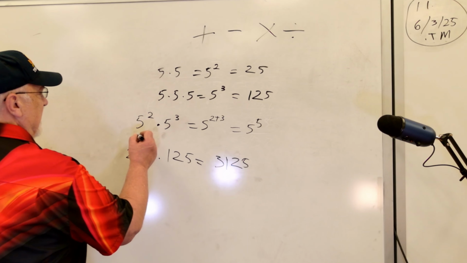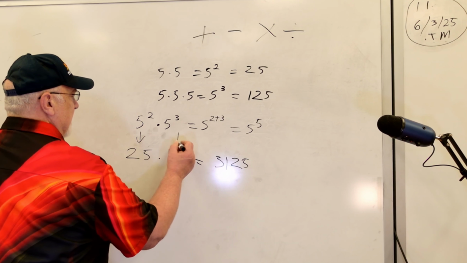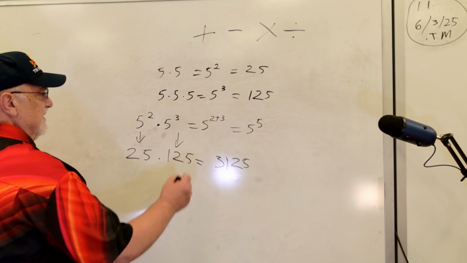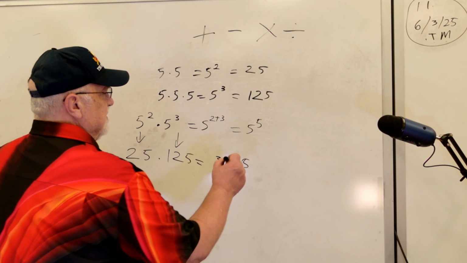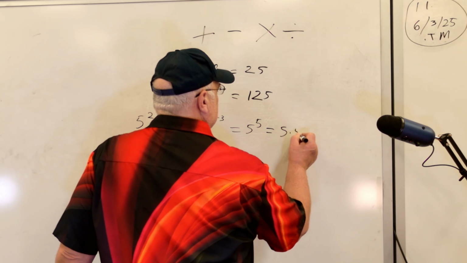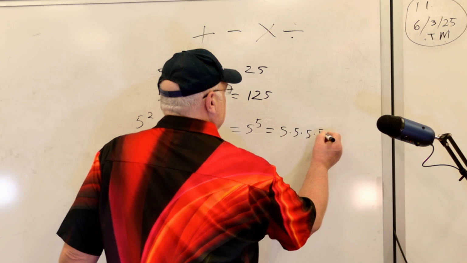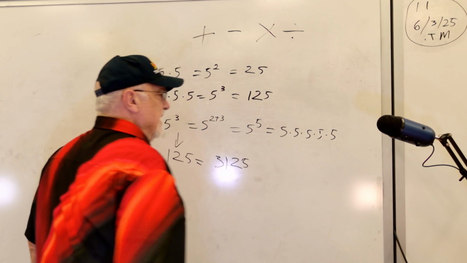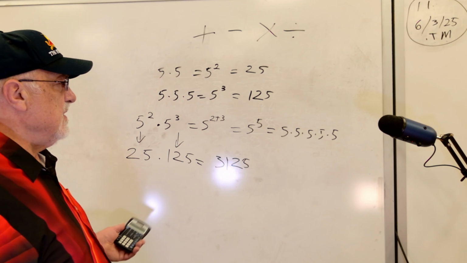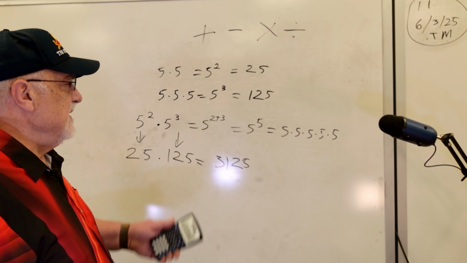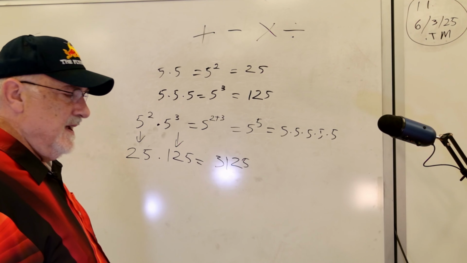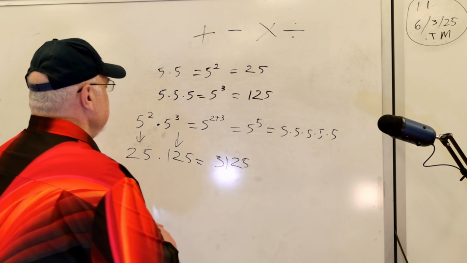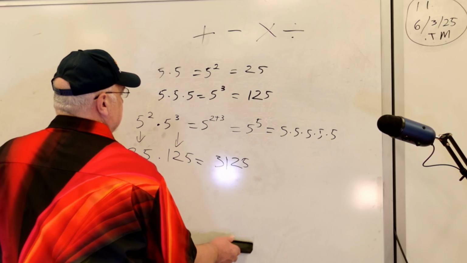And you can see that 5 squared is 25, 5 cubed is 125, and 5 to the 2 plus 3, or 5 to the 5th. We could just write it. We could say 5 times 5 times 5 times 5 times 5. We could write it that way. But we've saved time, effort, trouble, and energy by writing it down with an exponent, and then figured out that you can add the exponents when you're multiplying. And it's a fantastic thing. So that is multiplying exponents.